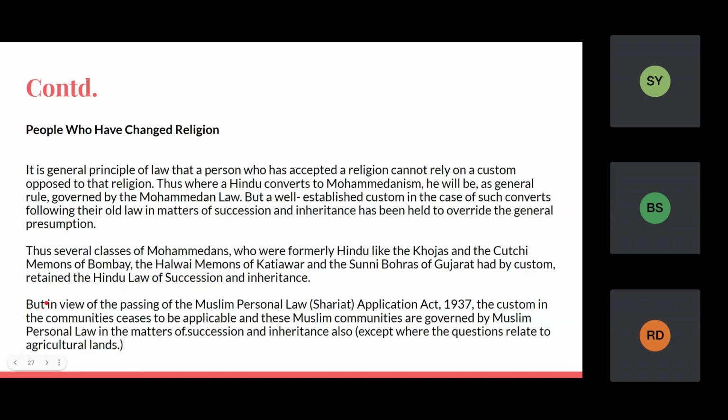Okay. But in view of the passing of the Muslim Personal Law Shariat Application Act 1937, the custom in these communities ceases, in the sense stops to be applicable, and these Muslim communities are now governed by it. Previously it used to be different, like they applied the Hindu law of succession for themselves, but now, for every Muslim, the Muslim Personal Law Shariat Application Act 1937 applies, in personal matters.